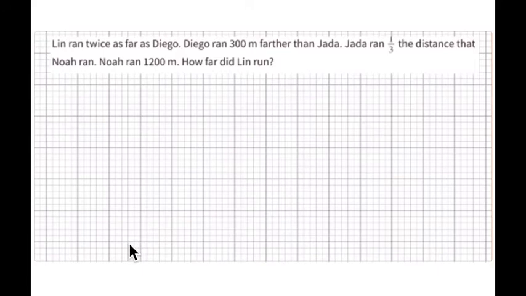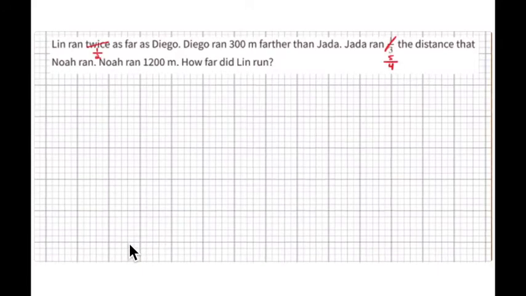All right, what about the running problem? So let's make 2 changes in this problem. Let's say that Lynn ran half as far as Diego. Instead of twice as far, we're going to say that he ran half as far as Diego. And let's say that Jada ran 5/4 the distance that Noah ran. So I like using this improper fraction. This tells you that Jada actually ran farther than Noah.